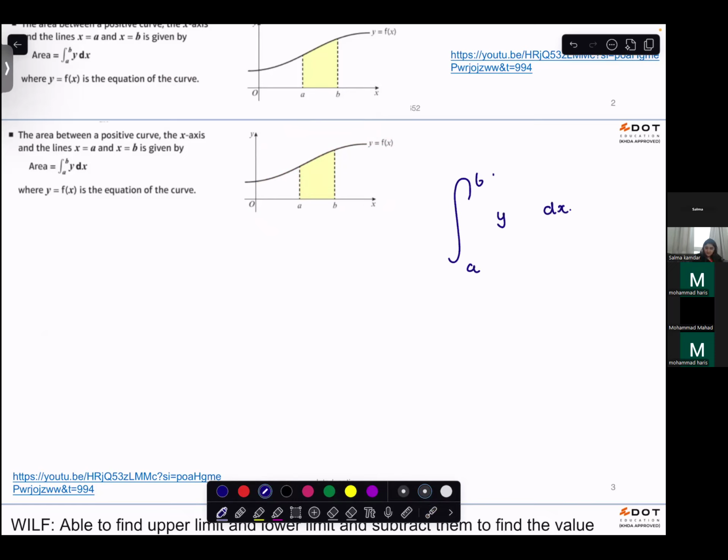Between B and A, how do you solve between B and A? Can you give me an idea? I write two brackets, and then I substitute B and A. Do you remember this or you don't remember it at all?